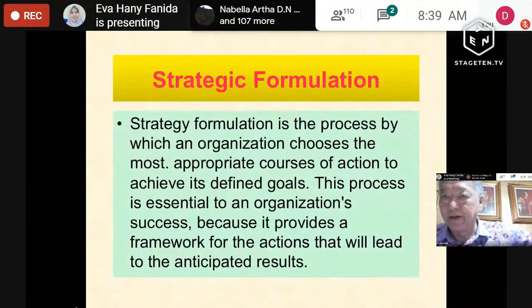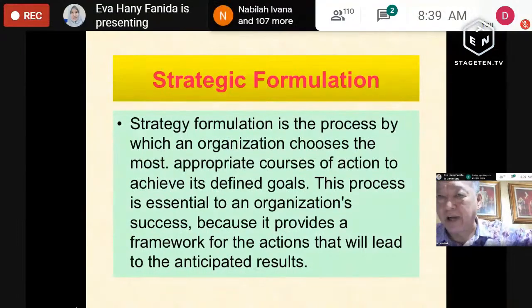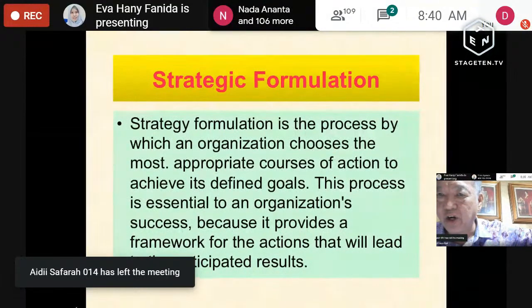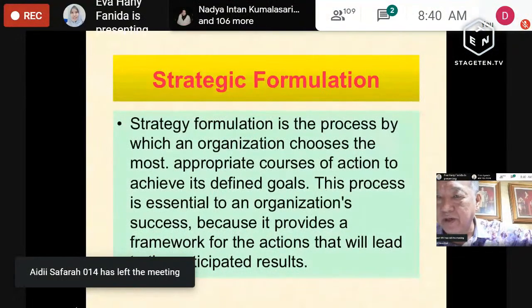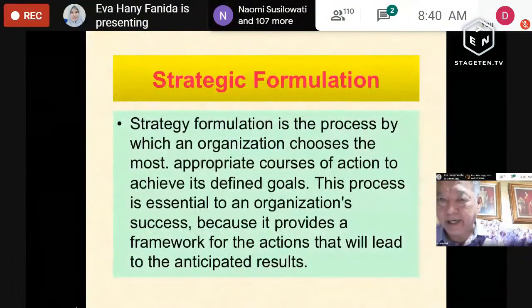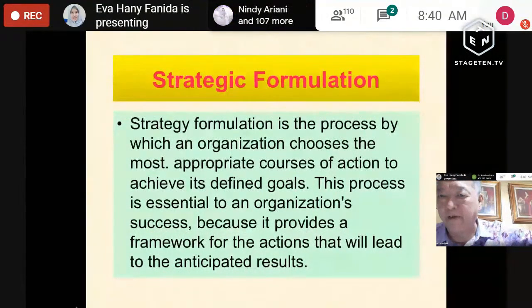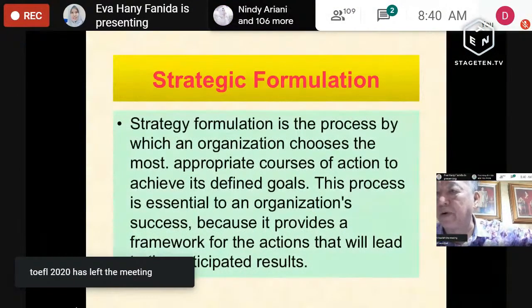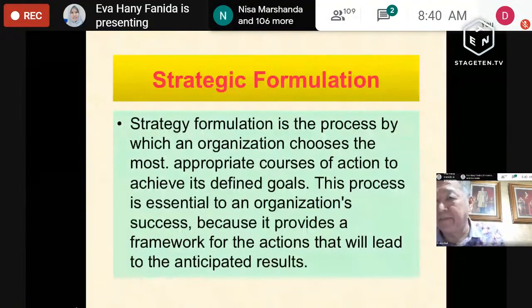Okay, so you can see strategy formulation is the process by which an organization chooses the most appropriate course of action to achieve its defined goals. This process is essential to an organization's success because it provides a framework for the action that will lead to the anticipated results. Okay, so you can read and you can explain in Indonesian.